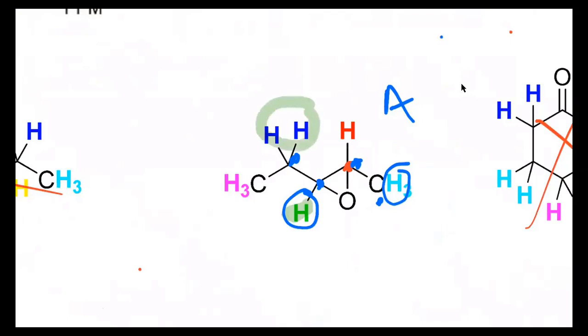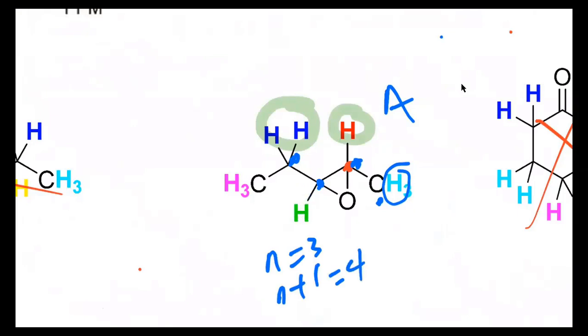You've got 2 neighbors on this side, or 2 hydrogens on that side. Is that right? And 1 on this side. Is that right? Yeah. So for this one, N is 3, N plus 1 is 4. So we're going to label that as B.